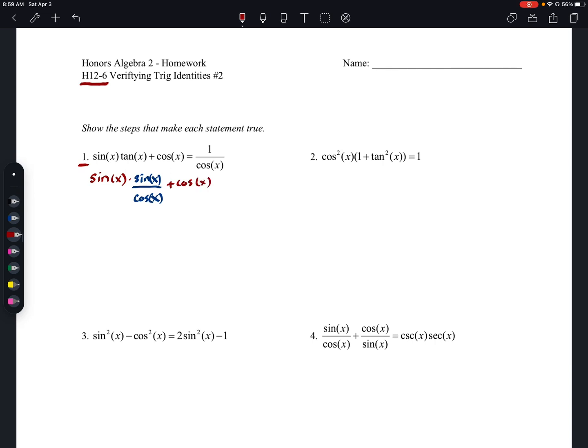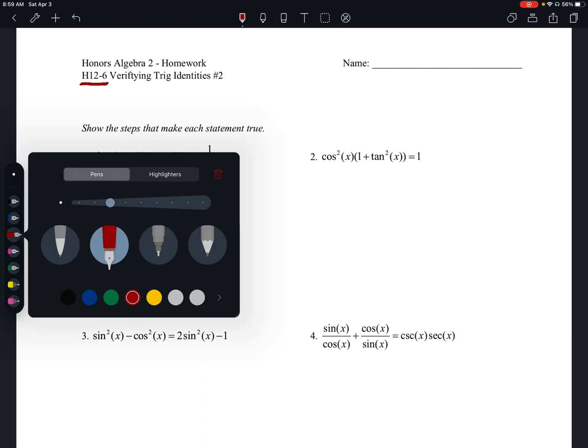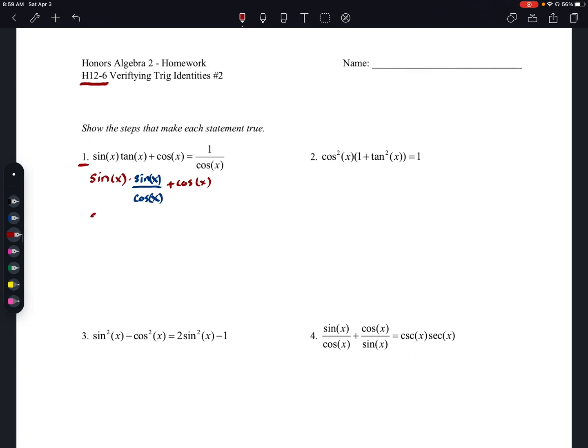And since I'm multiplying those first two terms together, I'm going to go ahead and put those together, and I'm going to get sine of x squared over the cosine of x. And we still have plus the cosine of x. And that will make over 1, just so we can see that we have two fractions.